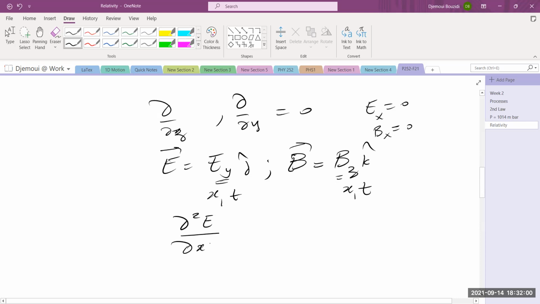So it's going to be the second derivative with respect to x, of course. I have to be careful in here. So minus the second derivative of E, I'm taking the Ey as E, just dropping the symbol in here, with respect to time. And then I have a scaling factor in here, and that scaling factor turned out to be exactly mu naught times epsilon naught. That is what 1 over c squared is.